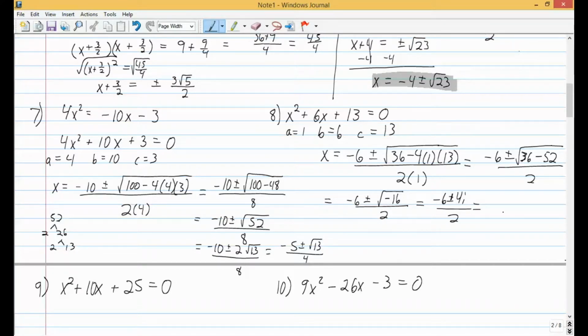Now break this up into its two parts. That's negative 6 over 2 plus or minus 4i over 2. We have to break this one up because of the imaginary number. So what's this going to be? Negative 3 plus or minus 2i. So that's negative 3 plus 2i, negative 3 minus 2i. Okay.